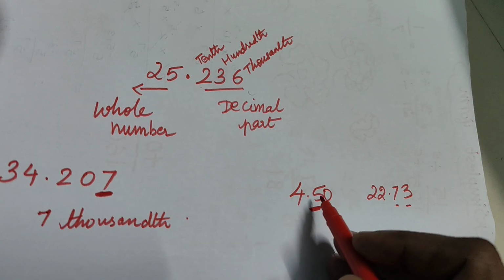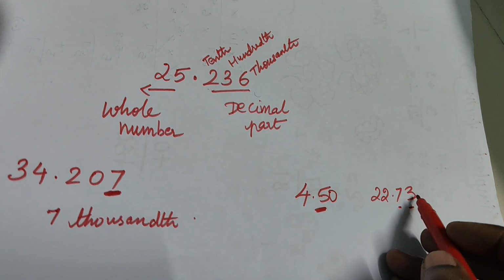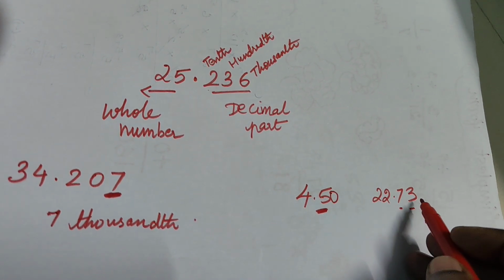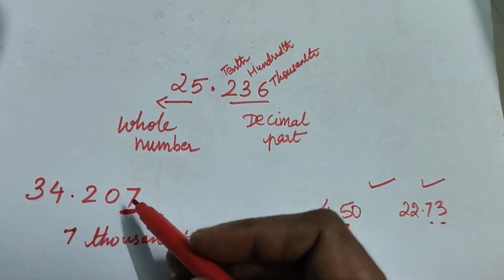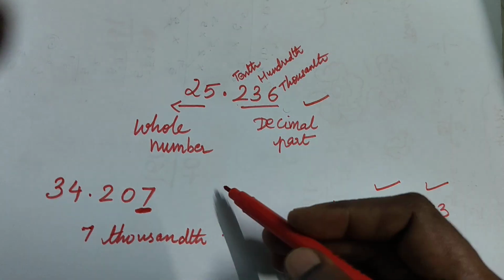So what are like decimals? The number of decimal places should be the same. Here there are 2 digits, here also 2 digits. So these two are like decimals. Here there are 3 digits, here also 3 digits. These two are like decimals.